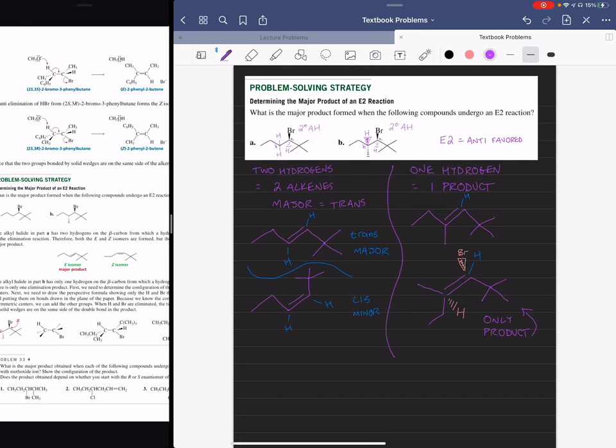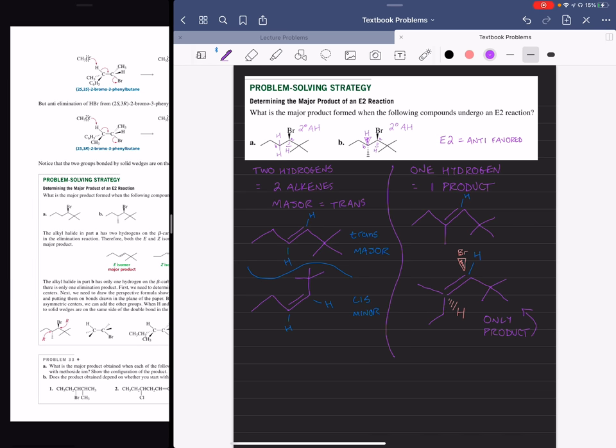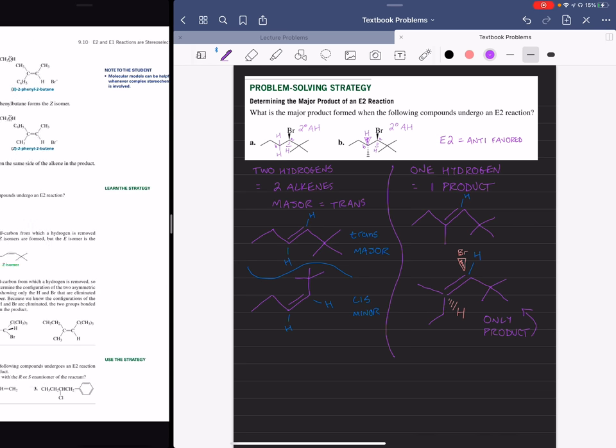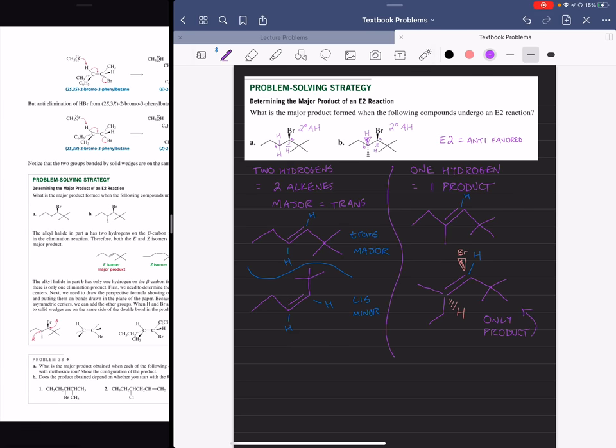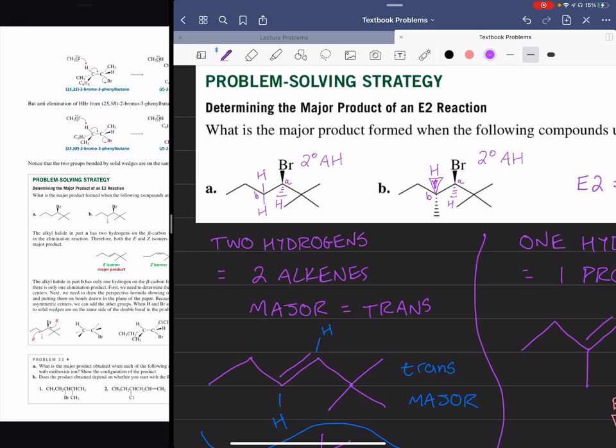All right, so I wanted to do a little video on this. It's in the book, problem page 425, and just see what's happening here. We're talking about an E2 elimination, which we know only undergoes secondary alkyl halides. And we're given these two alkyl halides, okay?